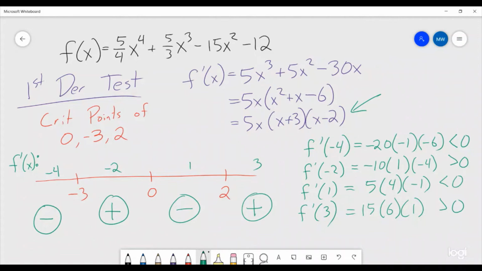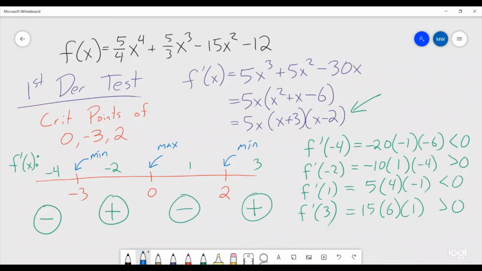But now that we know that it goes minus, plus, minus, plus, now we can identify what the different points are. So at -3, because it decreases and then increases, this one's a local minimum. At 0, it increases then decreases, so that's a maximum. And then at 2, it decreases and then increases, so that's a minimum. And so that tells us that we have local minimums at -3 and +2, and a local maximum at 0.